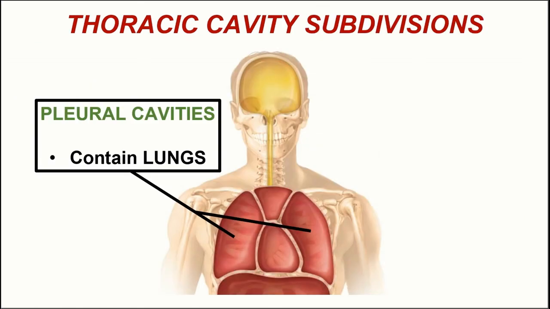So let's take a look more closely at the thoracic cavity. The major subdivisions of the thoracic cavity, on the right and left sides, are these two cavities called the pleural cavities, and each of these pleural cavities contains one of the lungs.